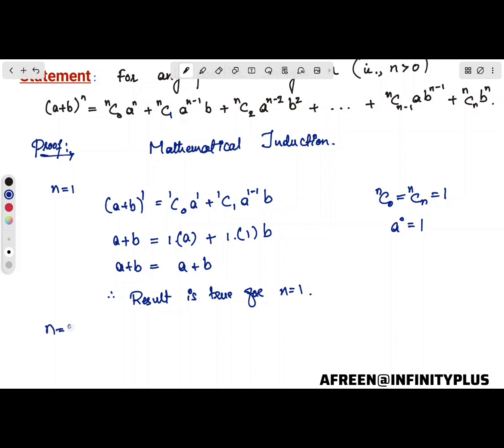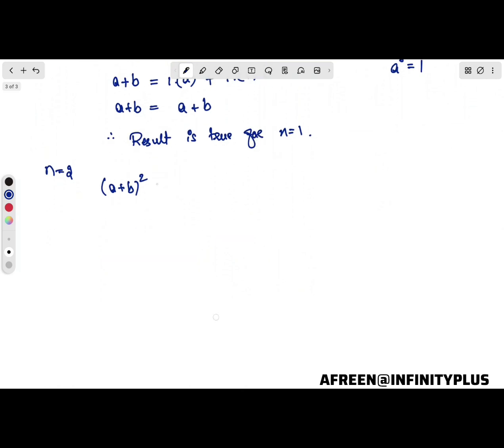If you want, you can even check n equal to 2. The result will become true for n equal to 2 also. The result will become (a + b)^2, which is equal to a^2 + 2ab + b^2 as the answer. So the result is also true for n equal to 2. It is enough if you do it for n equal to 1; n equal to 2, if you want, you can substitute and write.